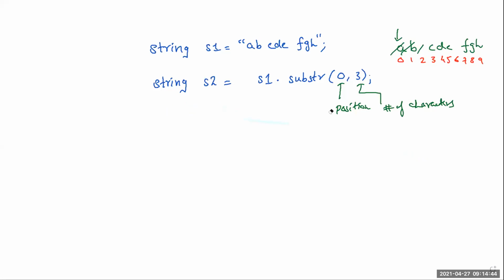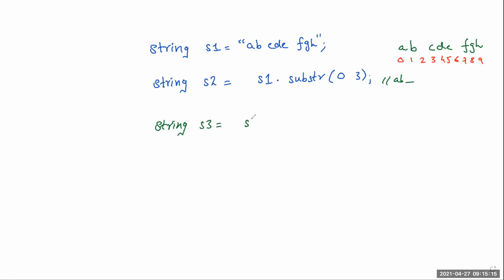So maybe we do some more examples so that we get a good idea of how it is working. Let me just write its output so that we remember what was going on. We agreed that it is going to position 0 and picking 3 characters. So its output is actually A, B, and there's a space as well. Now I'll write string s3 is s1 dot substring. Suppose I write 3, 3.